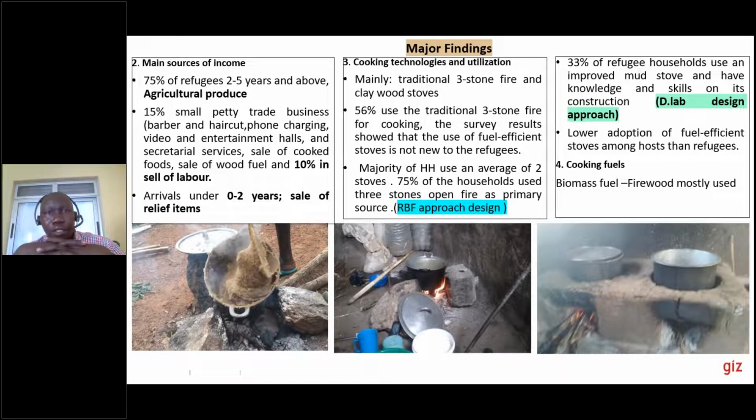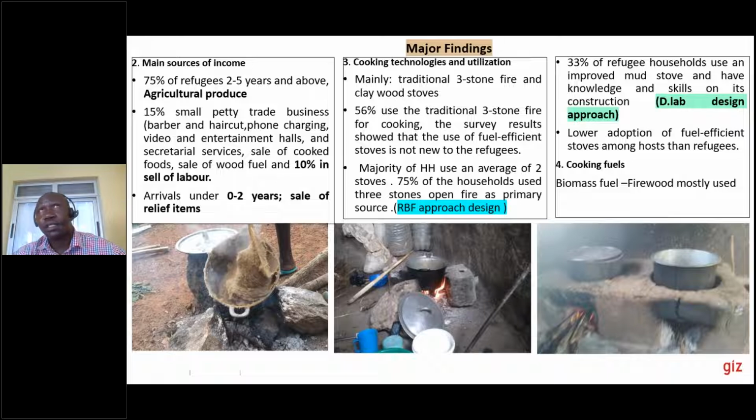So the cooking technologies that were mostly found there are the 3 stone. Of course, looking at the time they had spent and also the household, it was inevitable for them to use only one cooking technology. Many of them had both the three stone open fire and another, whether it's improved mud, which you can see here in the last corner photo. That's the type of data that were present at the time of conducting this survey.